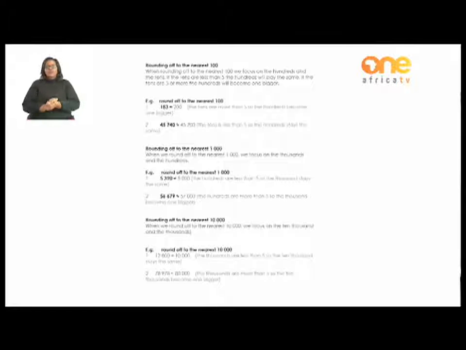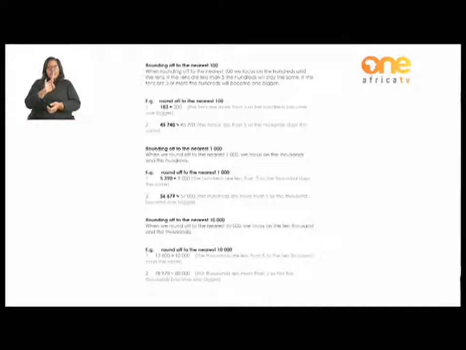Rounding off to the nearest 100. Let's read. When rounding off to the nearest 100, we focus on the hundreds and the tens. If the tens are less than 5, the hundreds will stay the same. If the tens are 5 or more, the hundreds will become 1 bigger. Let's see our examples. Rounding off to the nearest 100.